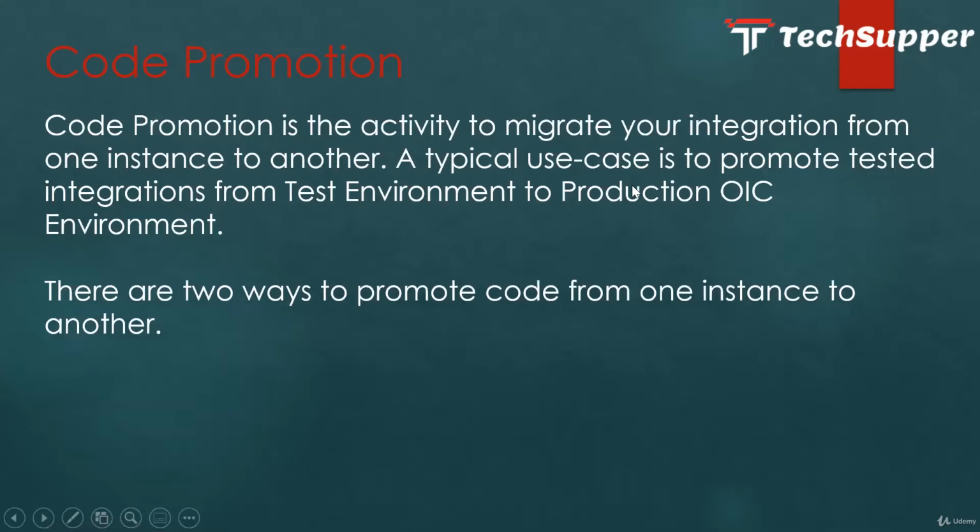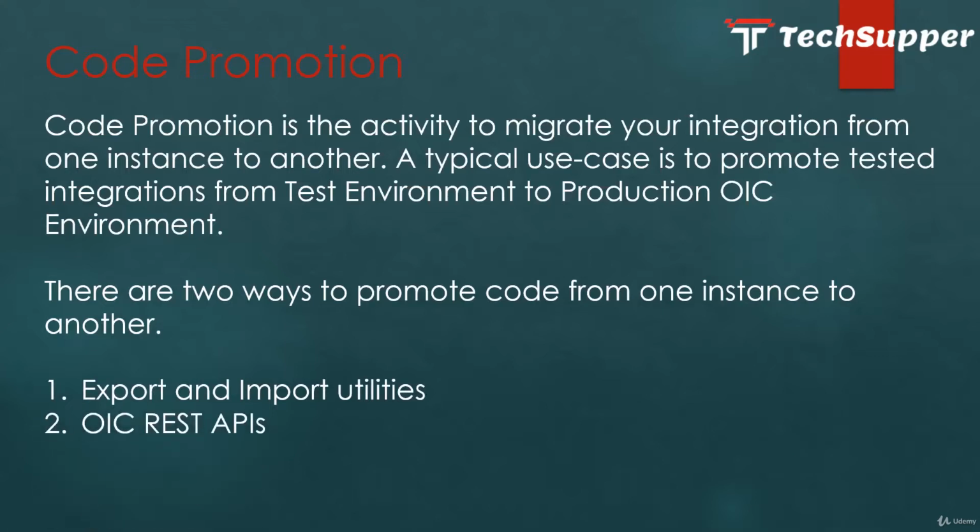So there are two ways to promote code from one instance to another. One is the export and import utilities, and the second is the OIC REST API. You can use any one of them to promote your code from one instance to another. Majorly, the export and import utility is one of the easiest ways to promote your code.